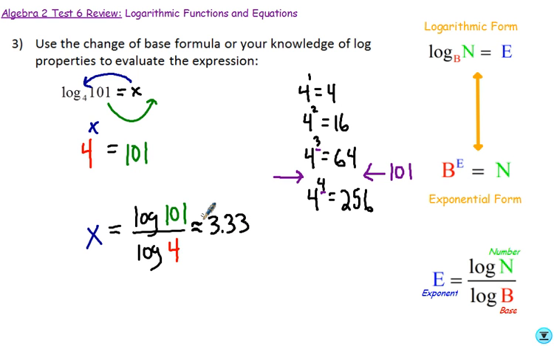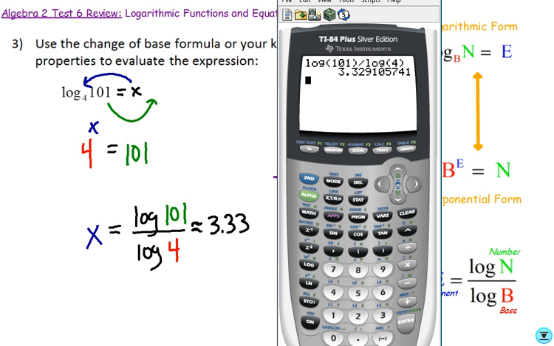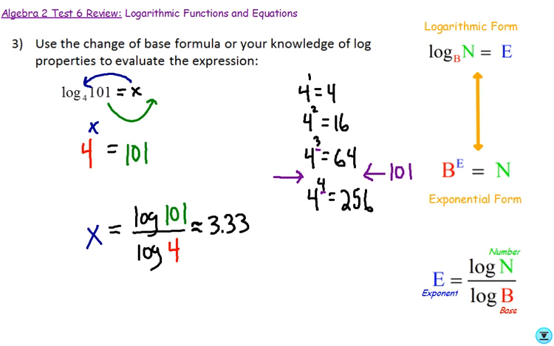Let's see if that makes sense. We said it was going to be somewhere between 3 and 4, which 3.33 is. If I did 4 to the 3.33, I get 101. Because we rounded it, it's a little off, but we get the idea that 4 to the 3.33 would be 101. So again, I couldn't do that one mentally. I needed a calculator, and that's where logarithms come into play.